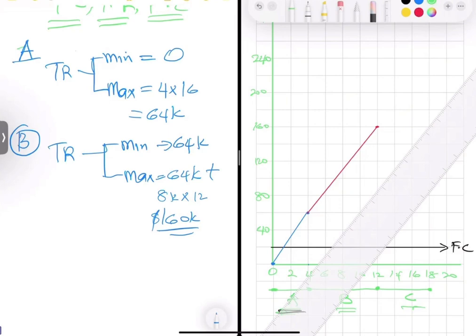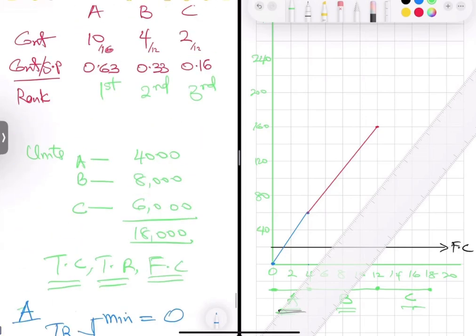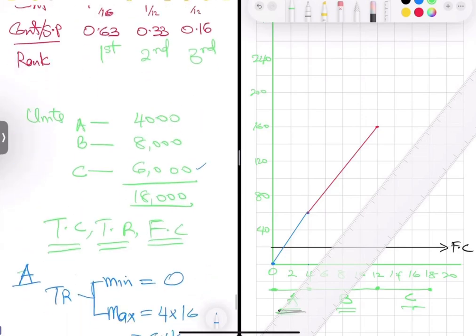Then we need to finish with C. For C, what will be the minimum revenue? That will be where we stop, because we must have finished selling both A and B before we can sell C. So minimum will be 160. That's the point where we have 0 units of C, because at 0 units of C, we have 160 revenue. And for the maximum of C, we would have sold the 8,000 units and 6,000 units of C at 12.